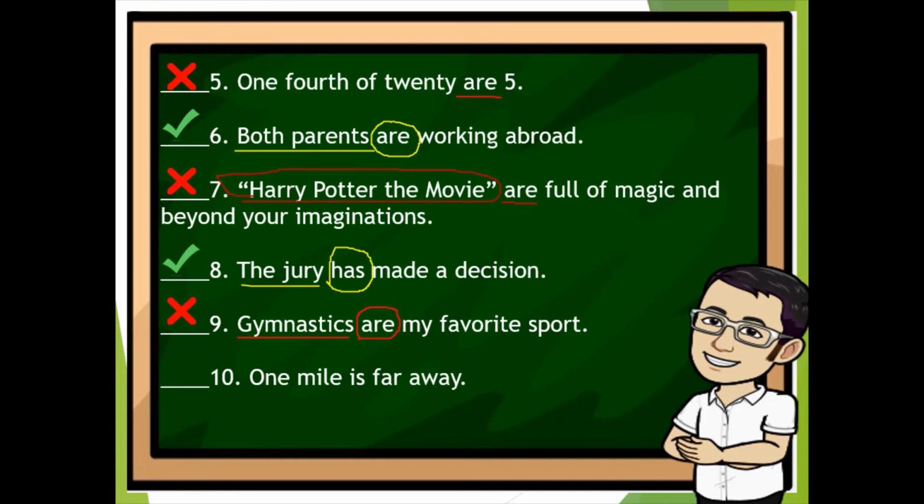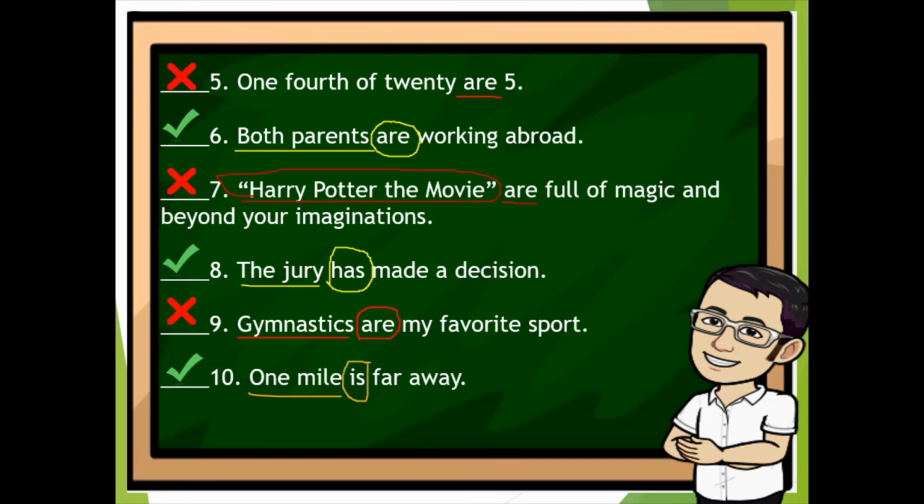Next, number 10. The correct answer is check mark. There is no error in the sentence. The agreement between the subject and verb is correct. The subject here is 1 mile, and the verb is.